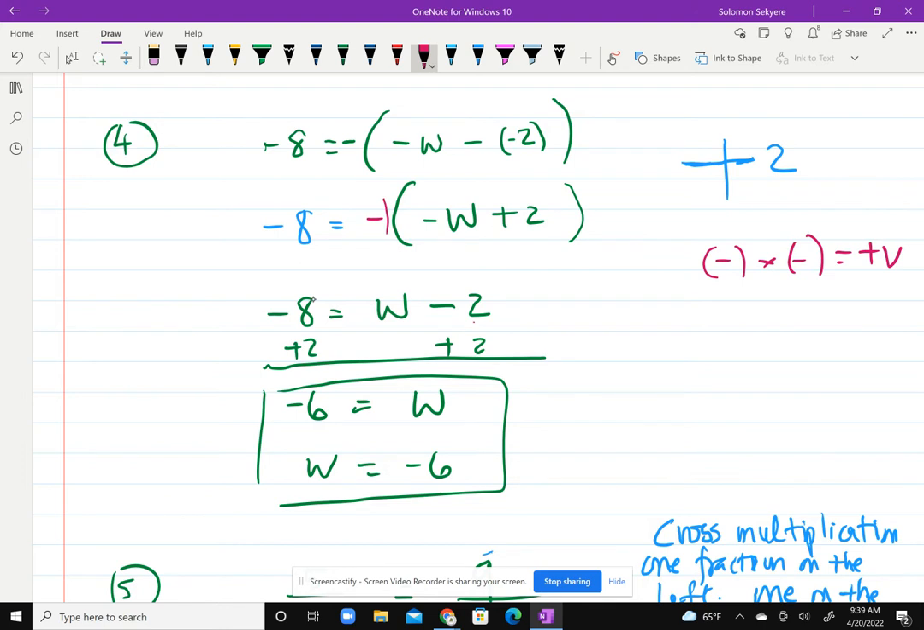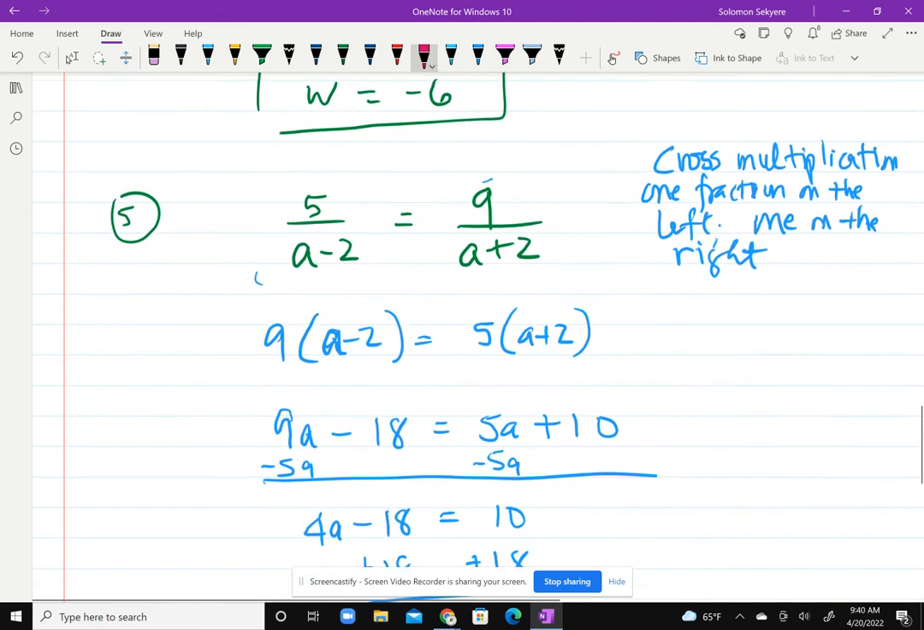We are going after w. Okay, we add 2 to both sides, plus 2, plus 2. When we do that, w is going to be by itself. That's what we are looking for. So negative 8 plus 2, okay, becomes negative 6. So w equals negative 6. You're done.